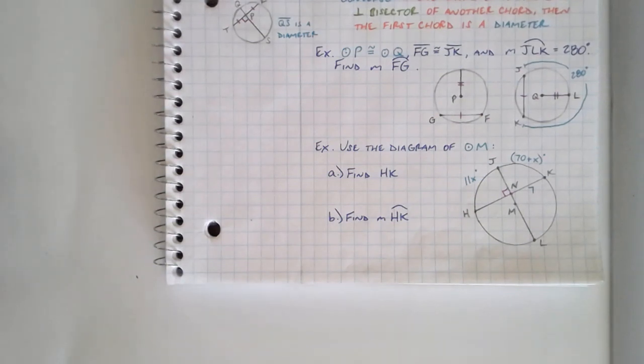All right, clip number 2 for section 3 notes on using chords. We're going to do these 2 examples today that apply the theorems that we talked about in the previous clip. All right, example number 1.